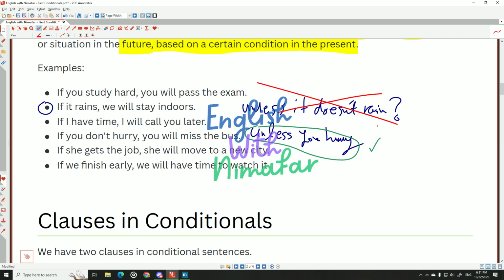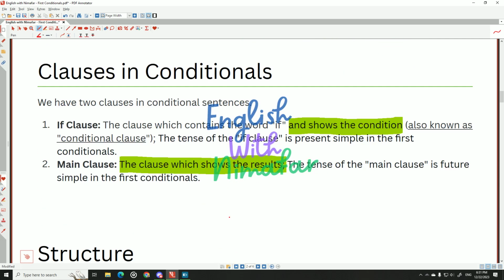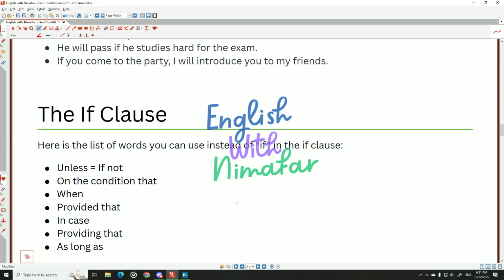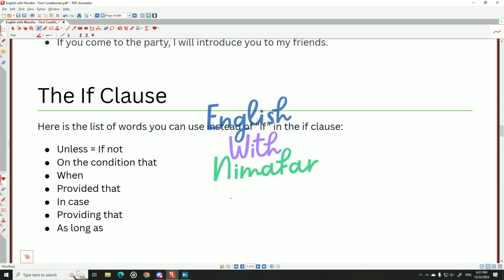I mean, maybe you see some people say unless it doesn't. But technically, grammatically, we cannot say unless it doesn't. Unless we don't. No. Unless you hurry, unless she gets, unless she goes, unless she dies, whatever. Unless plus positive. Because we are saying if not. So whenever we have if not, we use unless.